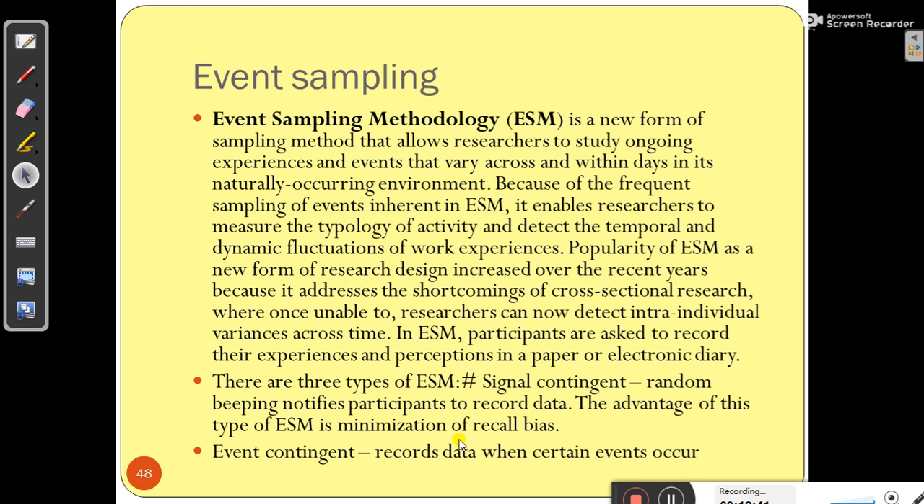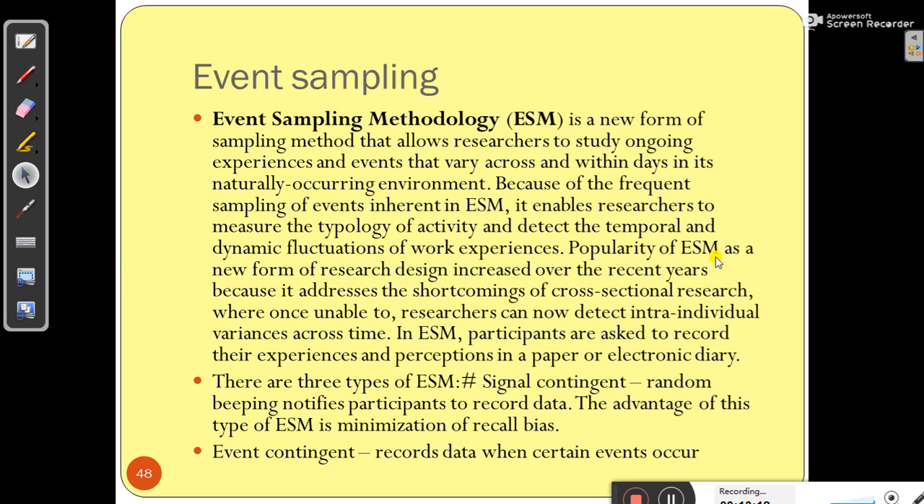Another one is event sampling. Event sampling methodology is a newer form of sampling method that allows researchers to study ongoing experiences and events that vary across and within days in their naturally occurring environment. Because of the frequent sampling of events inherent in ESM, or event sampling methodology, it enables researchers to measure the typology of the activity and detect the temporal and dynamic fluctuation of work experience.